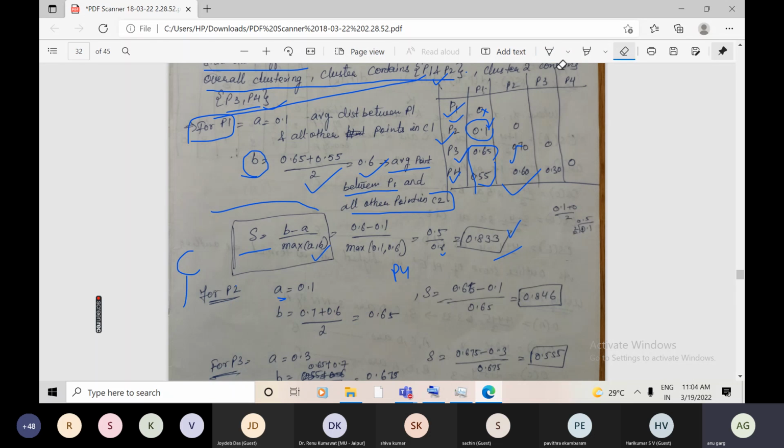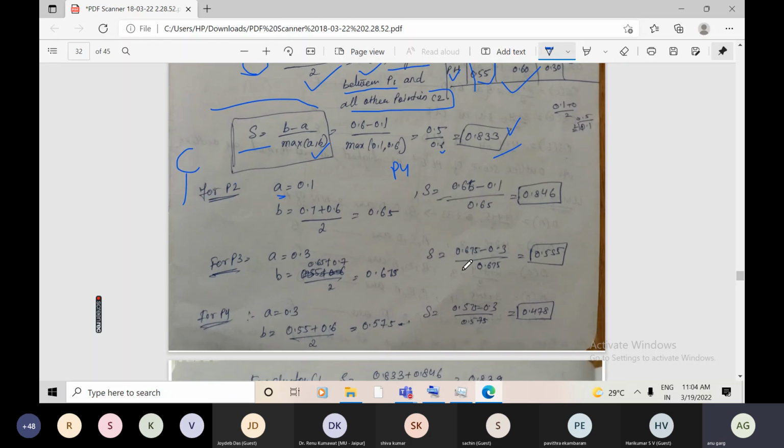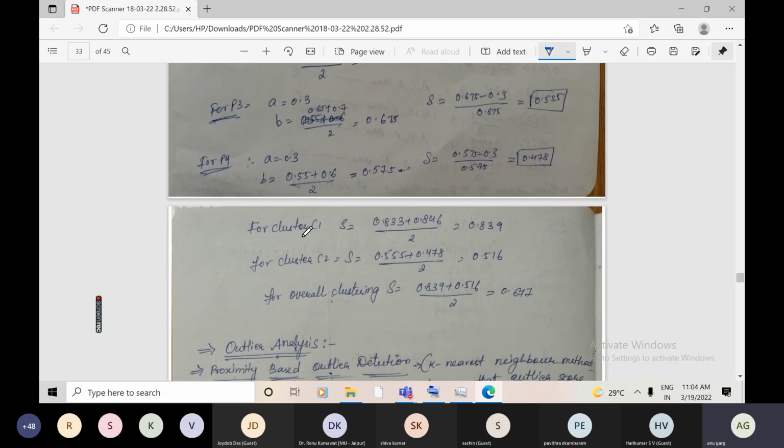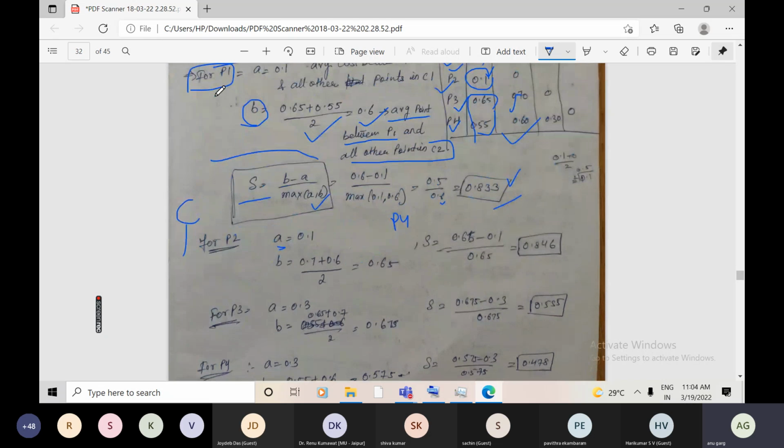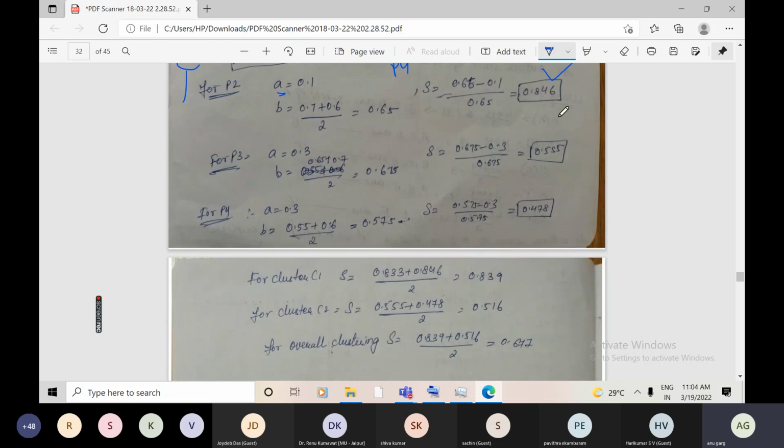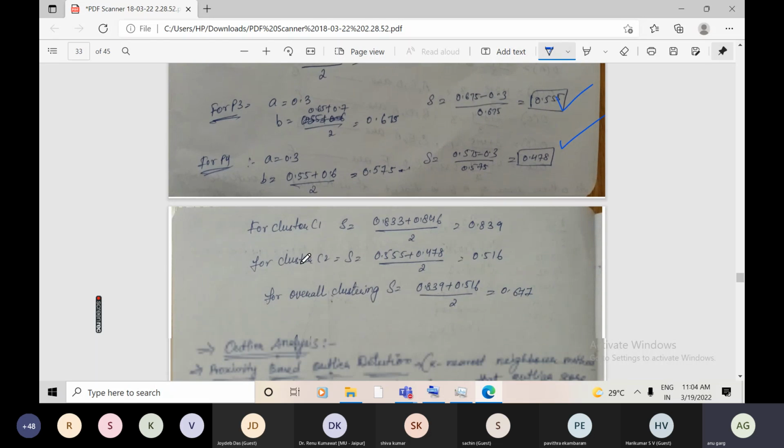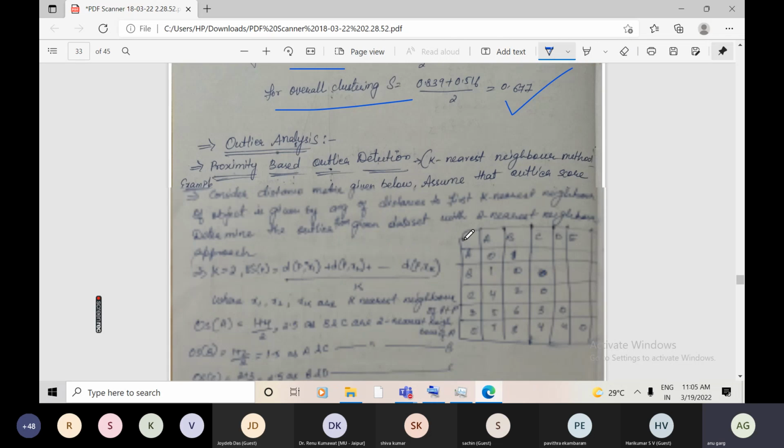Similarly, find out for points P3 and P4. Then for cluster 1, with points P1 and P2, take the average of the Silhouette coefficient values you got. For P3 and P4, do the average; that will be for cluster 2. For the overall clustering, again take the average of these two. That is your final Silhouette coefficient value. Okay, I'm moving on.